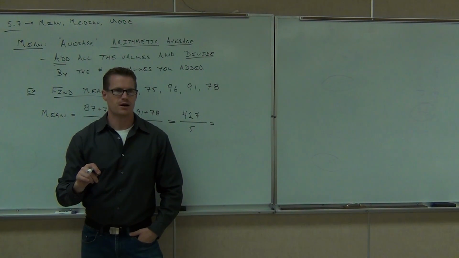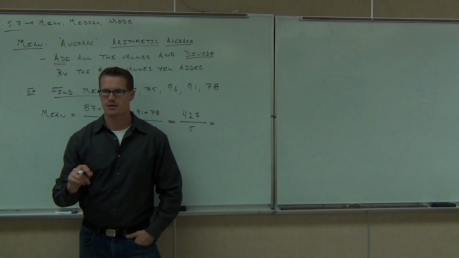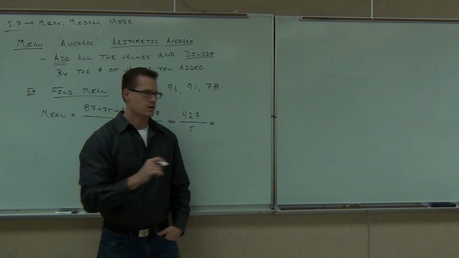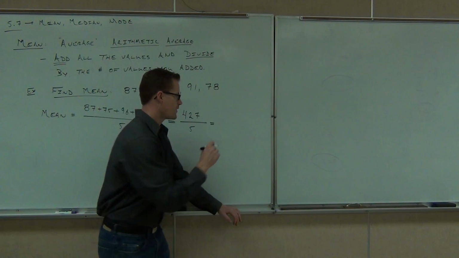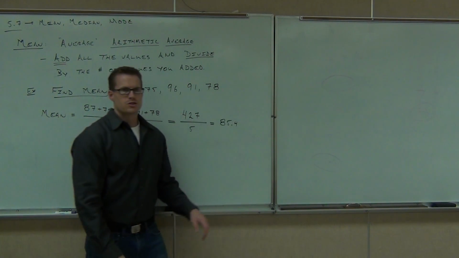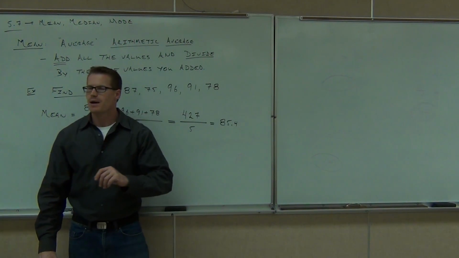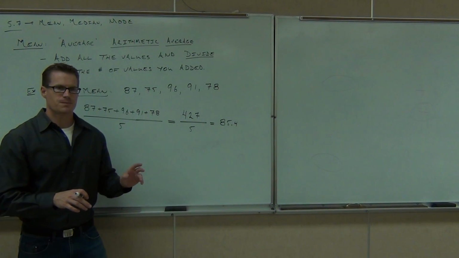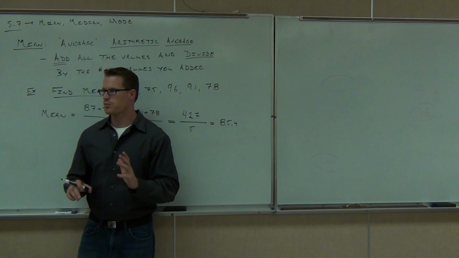427 isn't divisible by 5. So you should get something like 85.4. Tell me what your calculator says. 85. Yeah. Perfect. Okay. So 85.4, we're going to leave it just like that. What that means is that on average, these people are scoring 85.4 points a game.